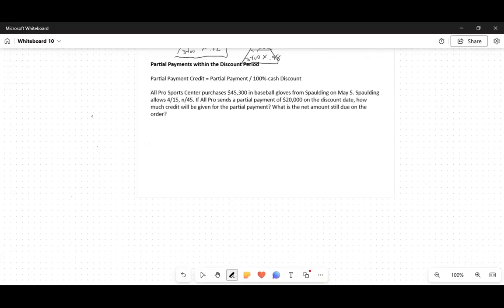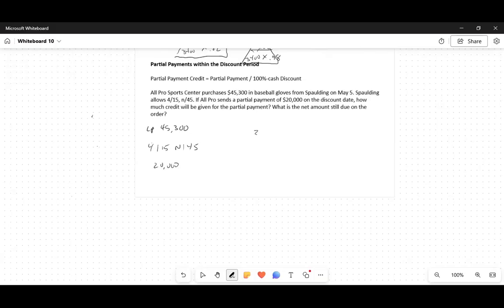So the first thing to figure out is, well, how much. So we know that the list price was 45,300. It's actually net price. I keep calling it list price. It's net price because it's probably after a trade discount, but it doesn't matter. At this point, it becomes a list price. And then we're going to give them 4 and 15 and 45 terms. All right. But they pay $20,000 on the discount date, right? So the first thing we need to figure out is how much credit am I going to get for paying the 20,000?